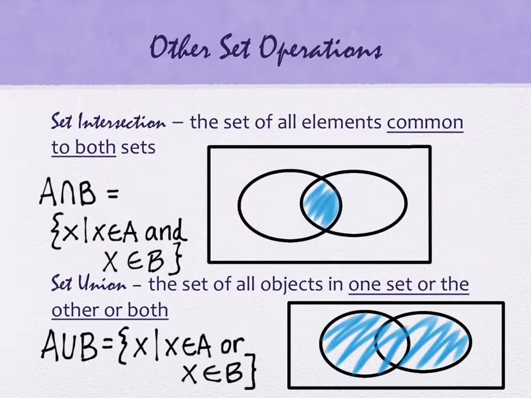And the or isn't an exclusive or. It doesn't mean it can't be in both. It certainly can be in both, and that's okay. But it's one or the other or both.